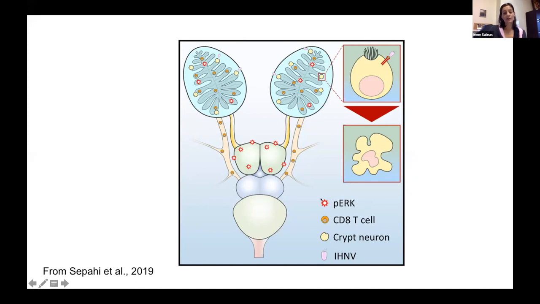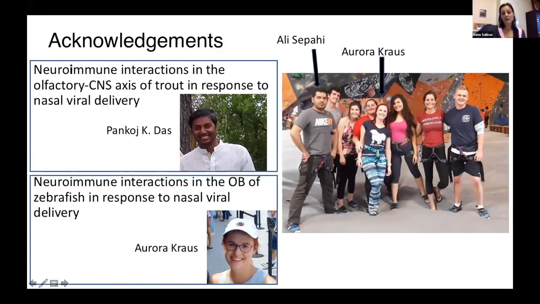And of course, we are still following this up in depth because we have a lot of questions. This original work by Ali was taken over by Pankaj Das, who was a master's student in the lab, and now he's at Emory University, as well as Aurora, who is about to defend her PhD. And she's been taking this model to zebrafish because we have a lot more tools in zebrafish to look at the neuronal part of this model.